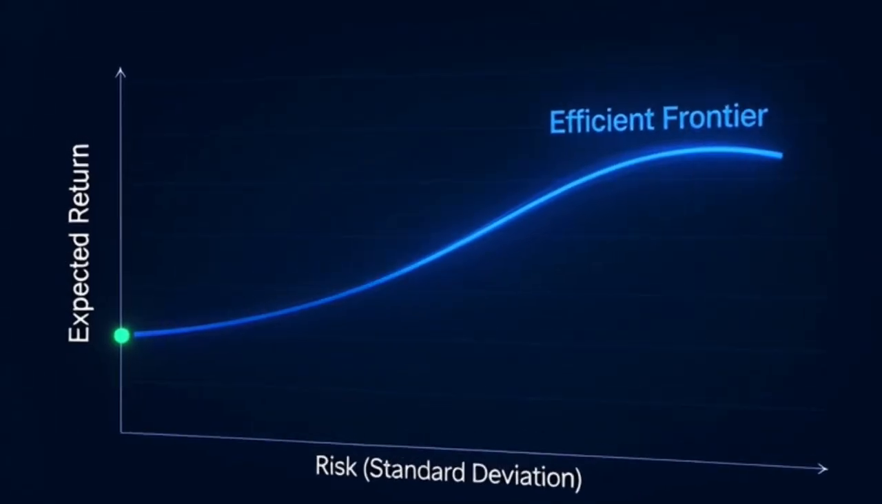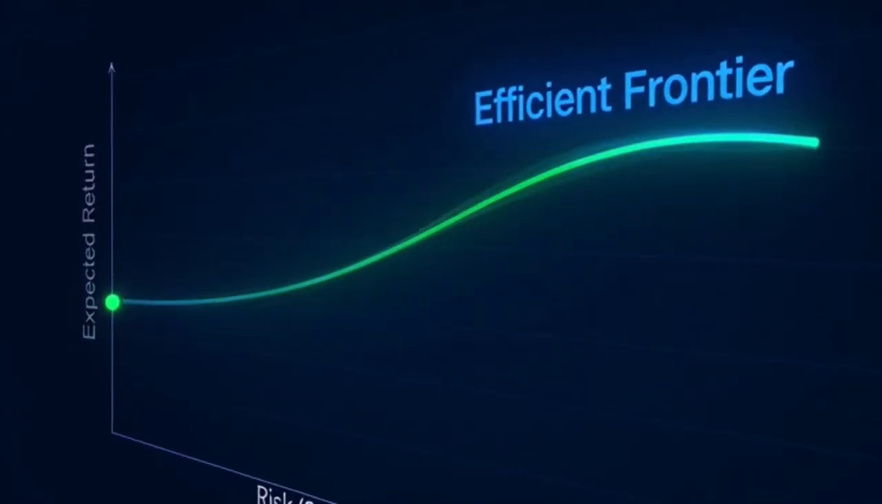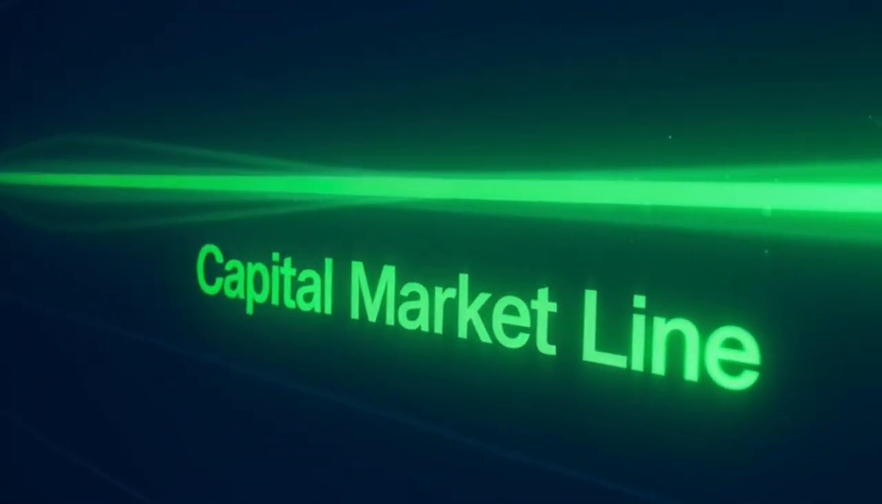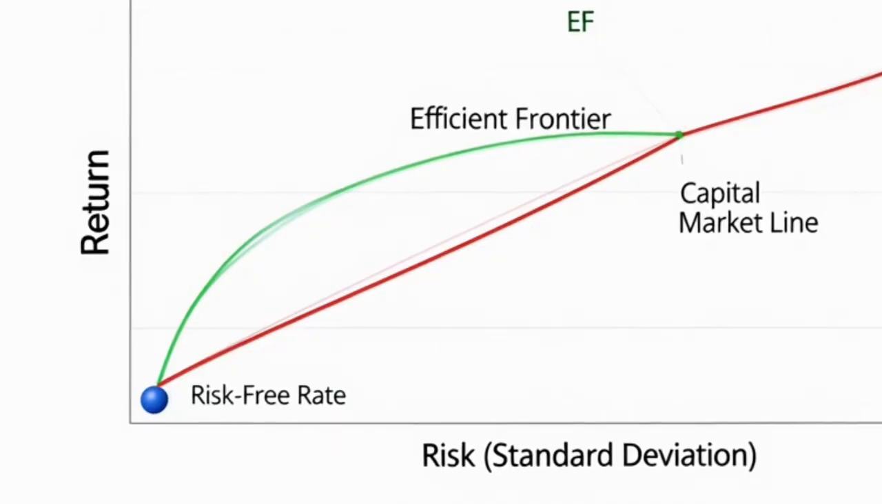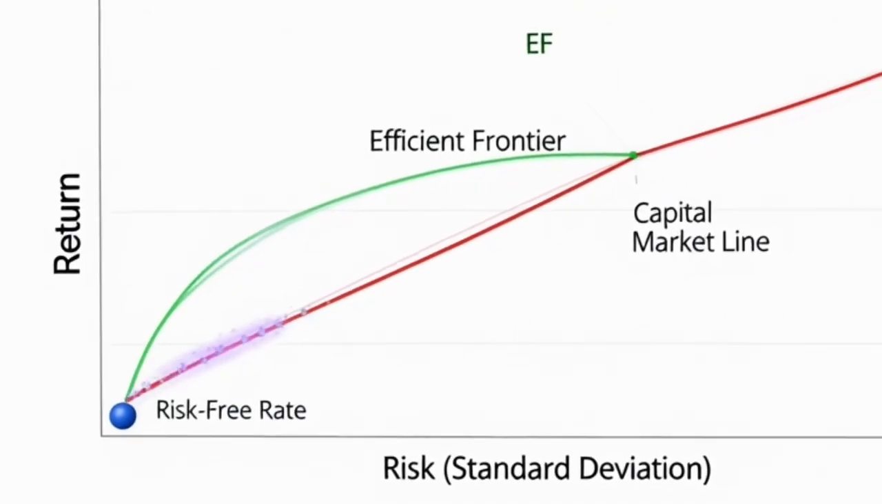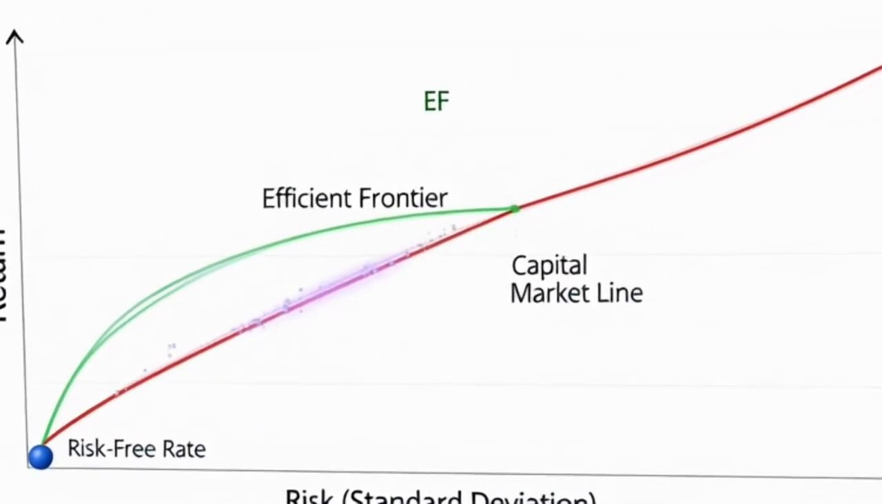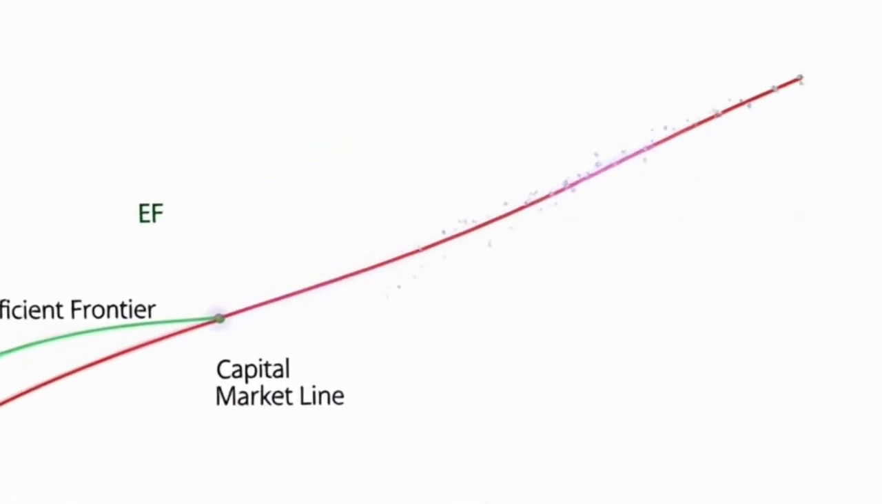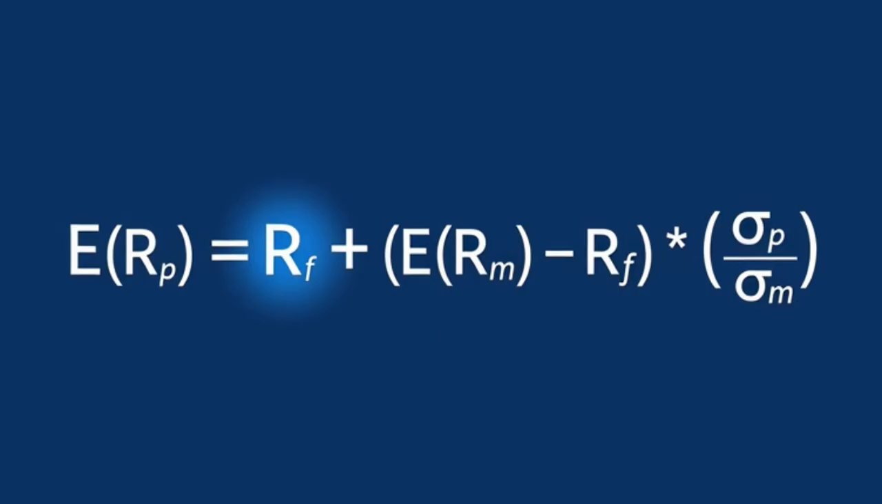When a risk-free asset is introduced, the efficient frontier transforms into the capital market line. The capital market line shows the best combinations of risky assets and a risk-free investment. The equation of the capital market line includes the risk-free rate, market return, and portfolio risk.